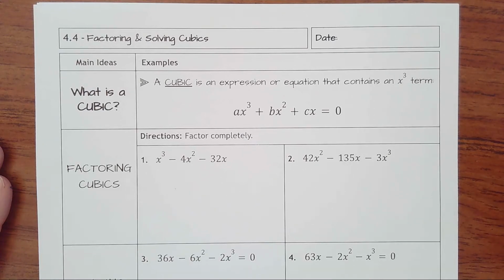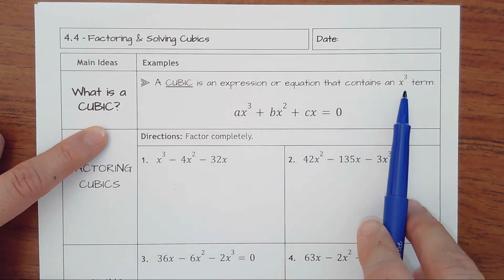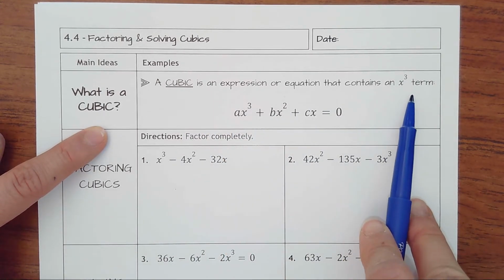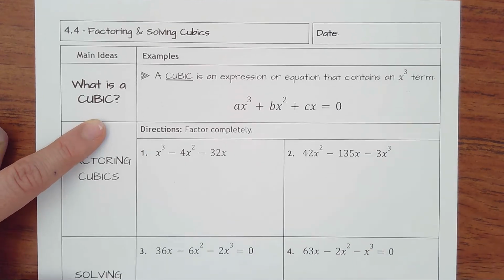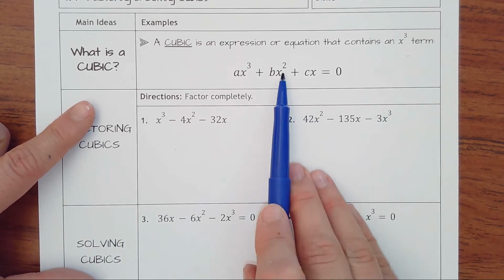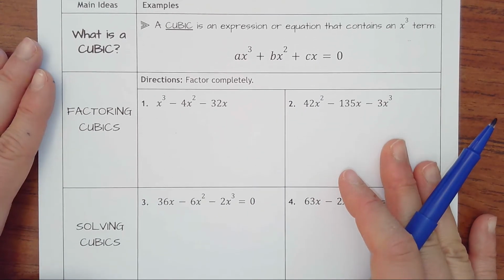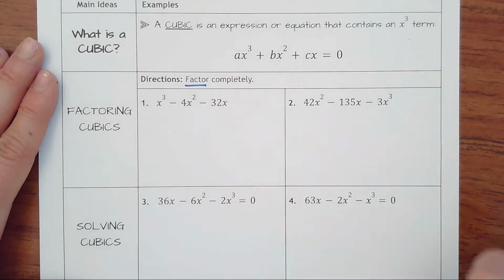4.4, factoring and solving cubics. What is a cubic? It's an expression or equation that contains an x to the third or x cubed term. So we're going to see all of these expressions have something to the third power, and then it could be something to the second, and then something x. And it says to factor completely.